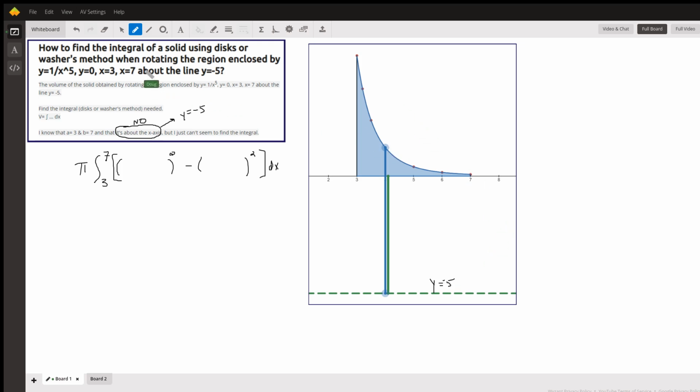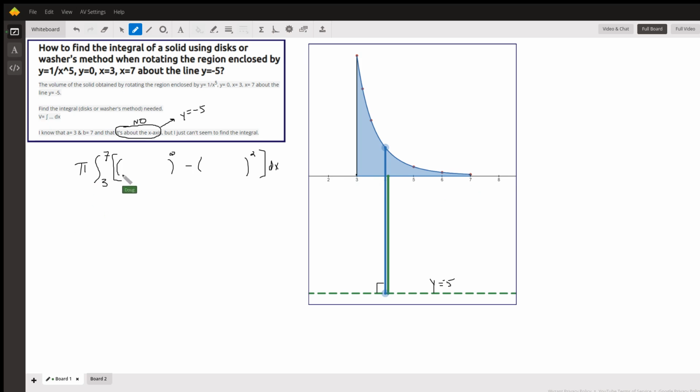And you're supposed to use the washer or the disk method. The washer method implies that there's kind of a hole in the middle. So when you're using the washer method, you want your typical washers to be perpendicular to the axis of revolution. So this is the line y equals -5. And these typical washers, again, are going to occur on the interval from 3 to 7.